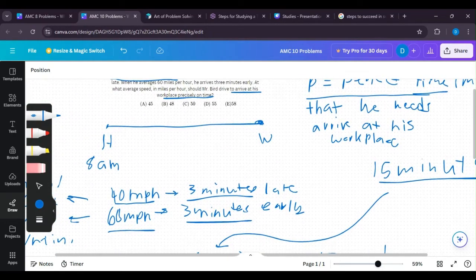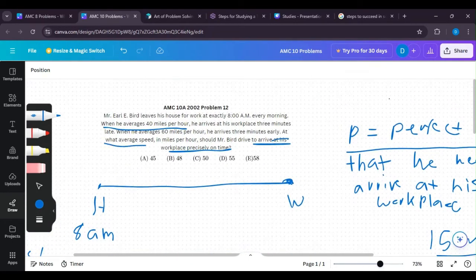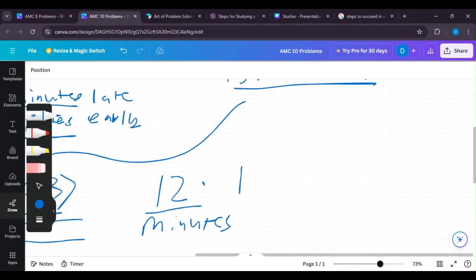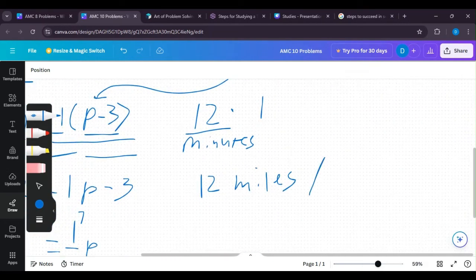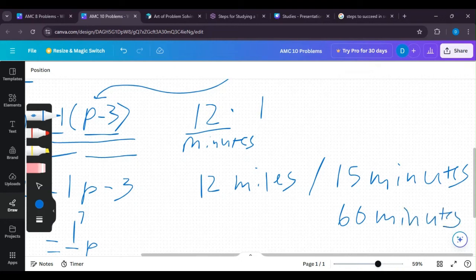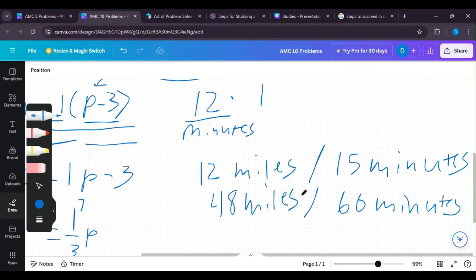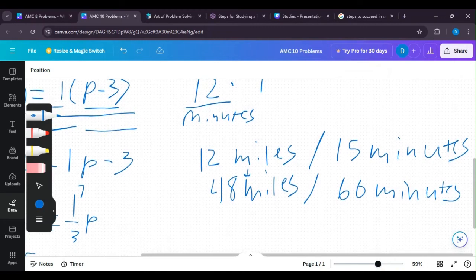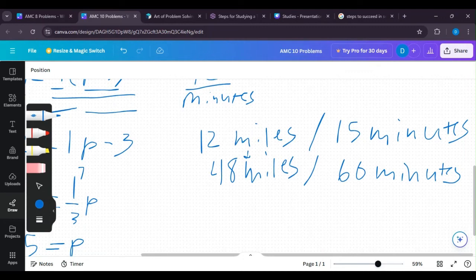And if he wants to be there precisely on time, it's asking for what average speed in miles per hour. We can see 12 miles in 15 minutes. If you multiply by 4, we get 60 minutes, which is just 1 hour. Make sure to multiply on both sides, so 60 minutes is equal to 48 miles. So he drives 48 miles in 60 minutes, because it's a common ratio. 12 miles in 15 minutes is the same as 48 miles in 60 minutes. And if he's driving at a constant speed, it's the same.